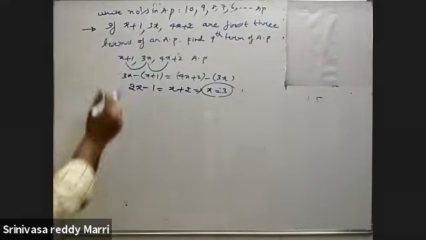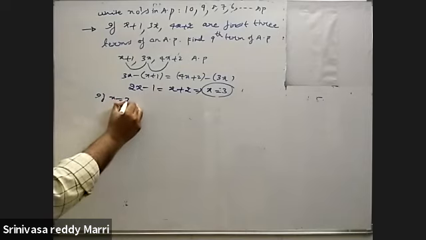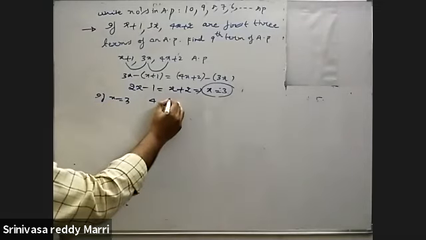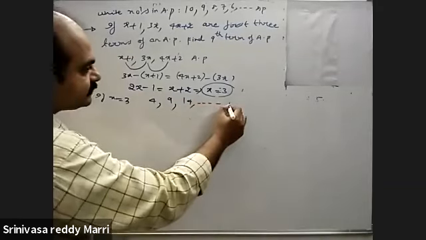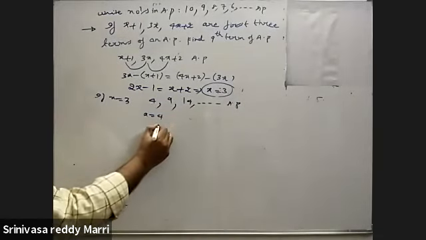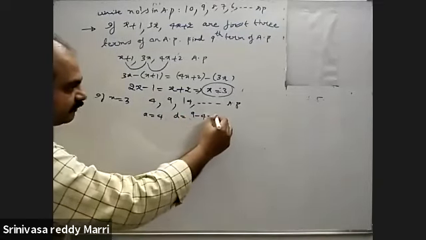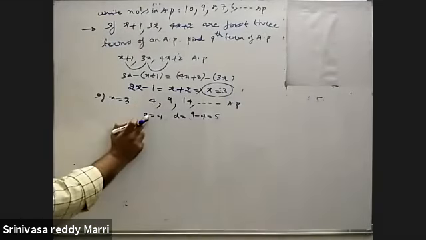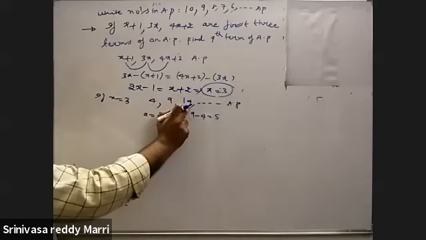So if x equals 3, substitute x equals 3 in the numbers: x plus 1 gives 4, 3x gives 9, and 4x plus 2 gives 14. The terms will be like this. Now you know the first term: A is 4. The common difference is second term minus first term, 9 minus 4, which is 5. This is 5, this is also 5.